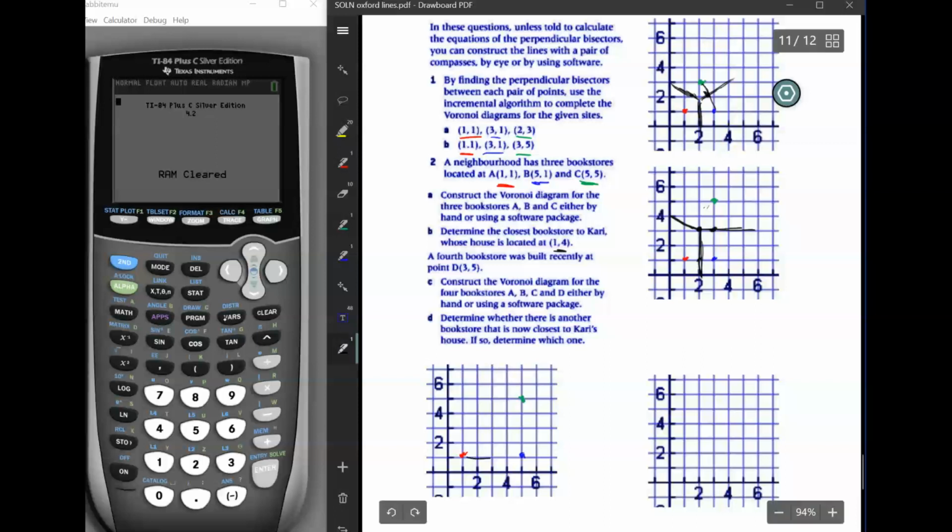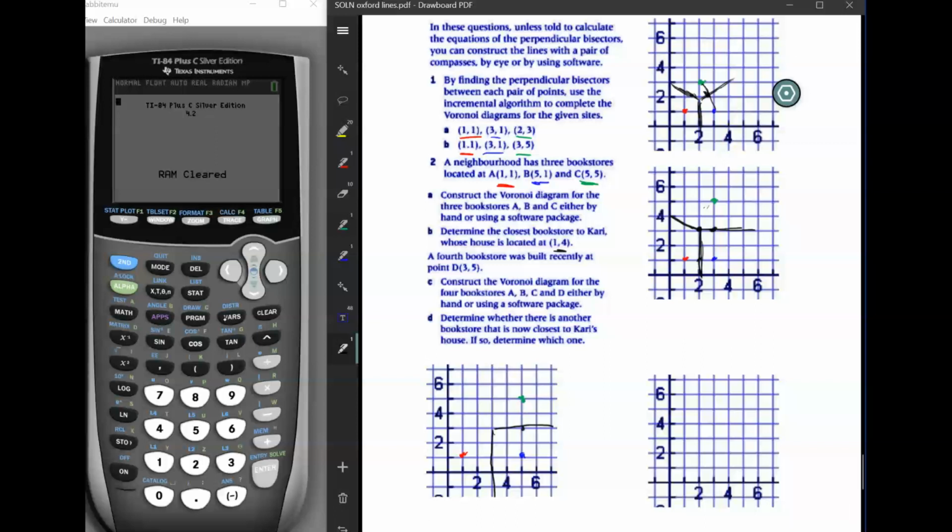Red and blue are connected by this line segment. The perpendicular bisector of that line segment would be like that. Green and blue, the midpoint is here, and the line connecting that would be like that. The perpendicular bisector would be like that.